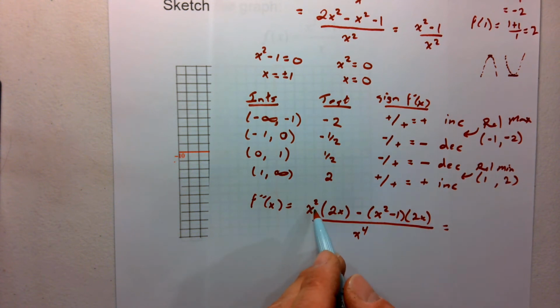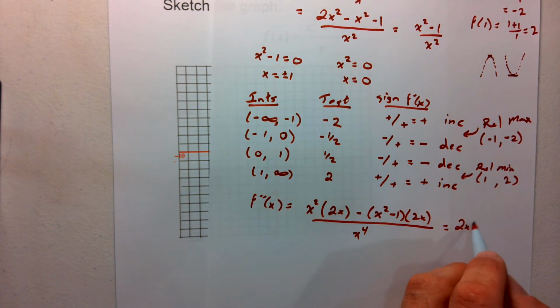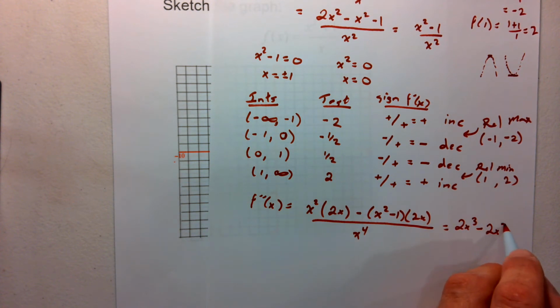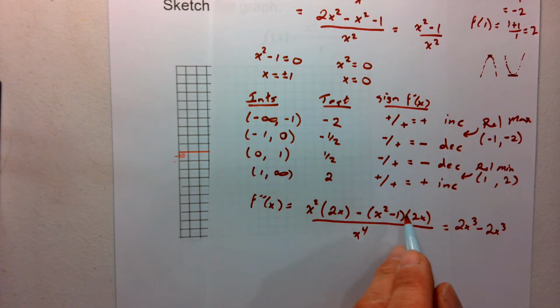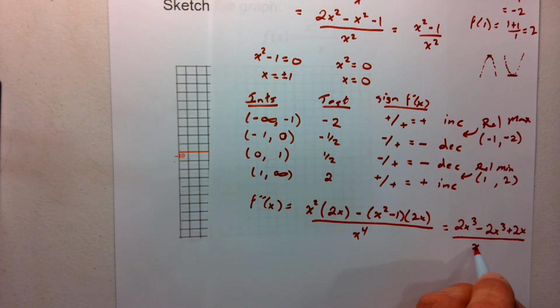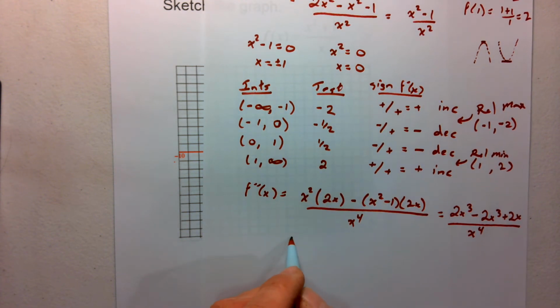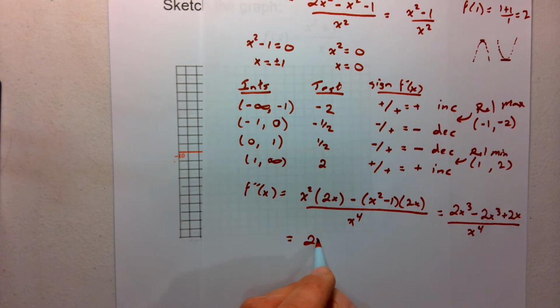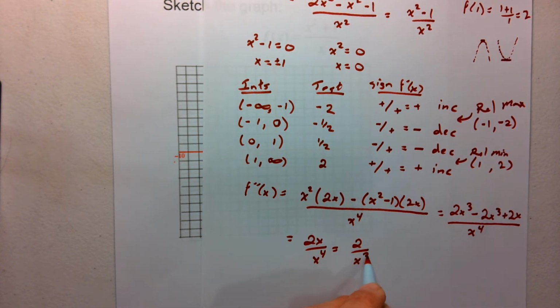I'm going to clean that up, so I get 2x to the third. Multiply my 2x through here, I get a negative 2x to the third. Be careful, make sure you multiply your negative through as well. So we have a negative times a negative 1 is positive 1, times 2x gives us a positive 2x, divided by x to the fourth. So cleaning that up, I end up with 2x divided by x to the fourth, which is going to reduce to 2 over x cubed.